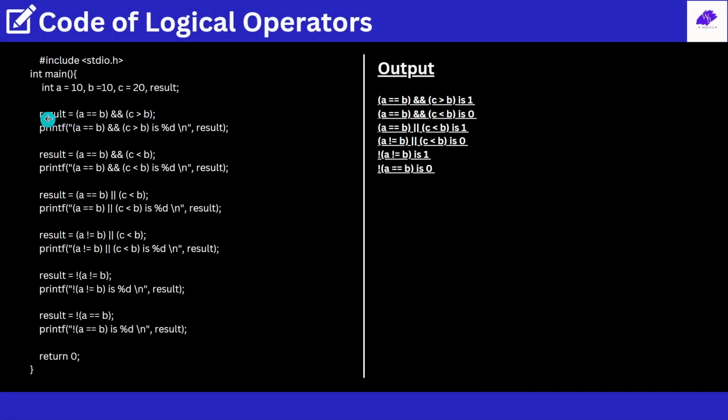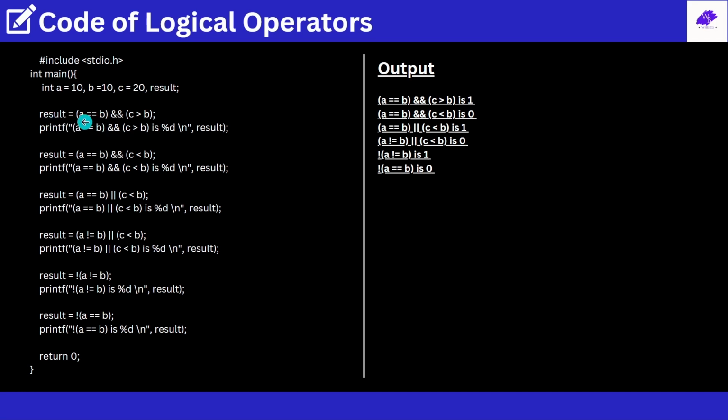Here, as before, we have initialized the main method, included the libraries, and assigned integer a is equal to 10, b is equal to 10 and c equal to 20. We have also declared a variable result but not assigned any value for now. First of all, we declare that result is equal to a is equal to b and c is greater than b. This AND condition means both the left side condition and the right side condition should be satisfied, and then the value of result will be 1.